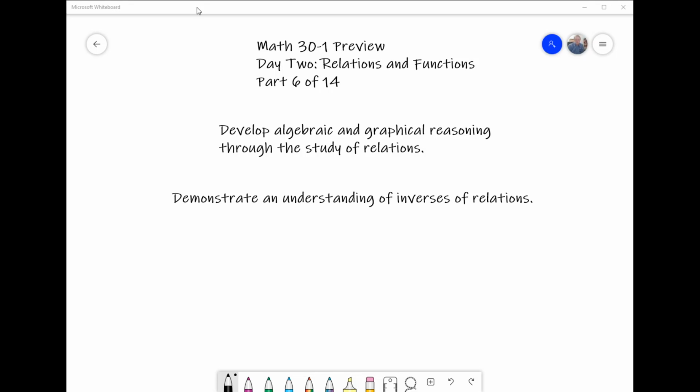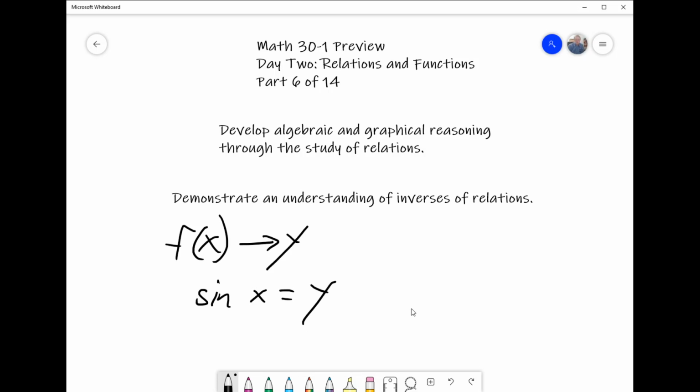So in part 6, we're going to look at demonstrating an understanding of the inverses of relations. We've actually seen inverse functions before. A function is a machine that turns x values into y values. For example, if you have the sine of x, you can get y. So if you know that x is 30 degrees, you can figure out that y is 1/2.